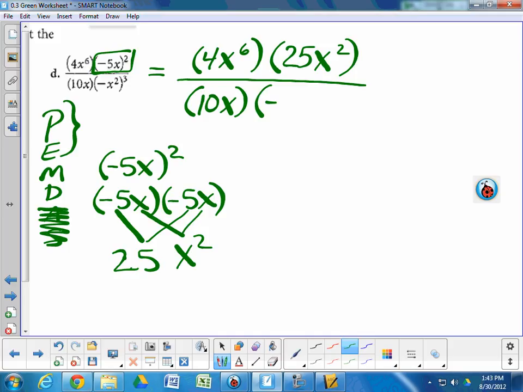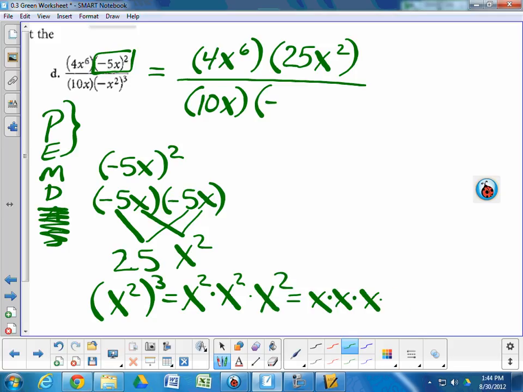X squared cubed is x squared times x squared times x squared, which would be the long way, right? So what is it? It's x to the 6th. When you have an exponent to another exponent, you multiply them. So on the bottom, we have negative x to the 6th. Whew.